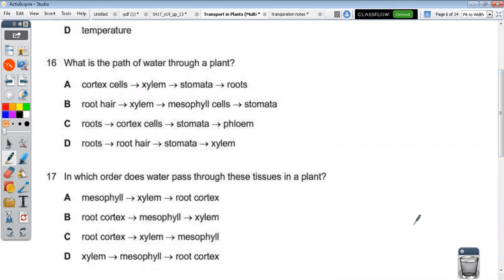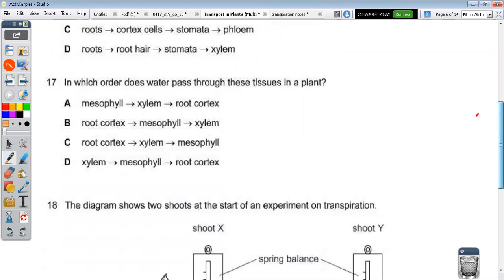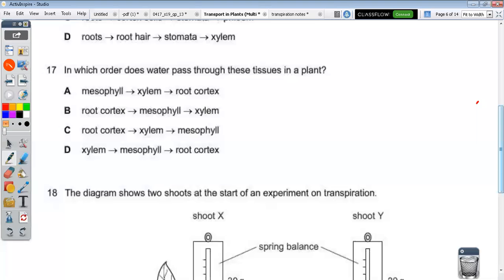They've repeated this, which means if you failed the other time, what is the path of water through a plant? Root hair to xylem to mesophyll cells to what? Stomata. The different person: what is the order? In which order does water pass through the tissues in a plant? We want the correct order.